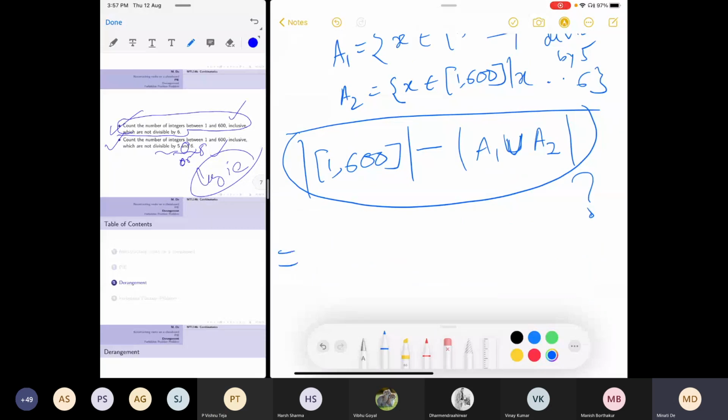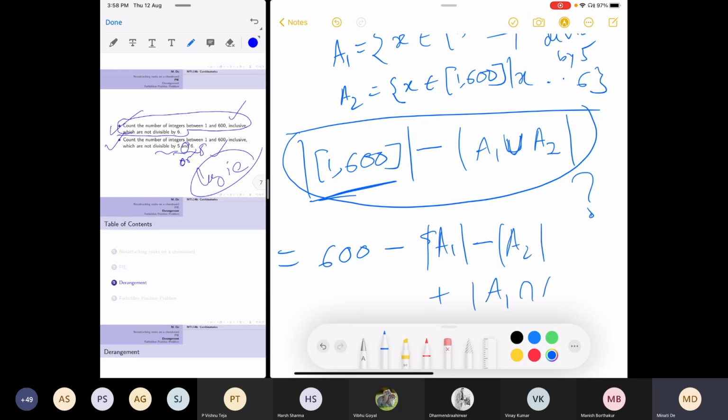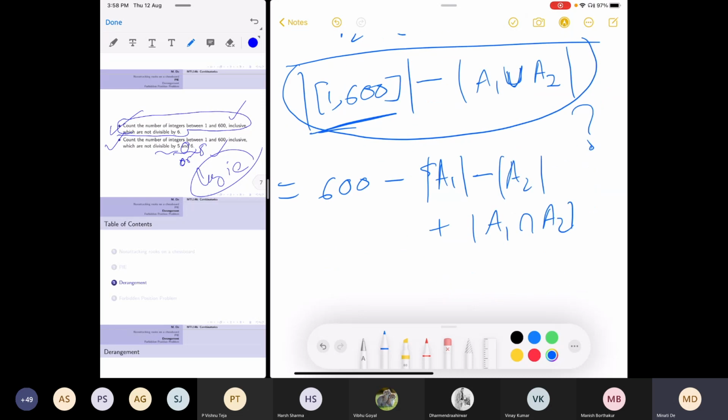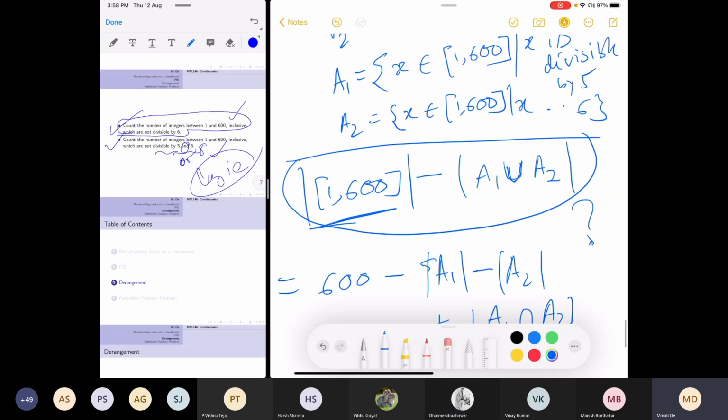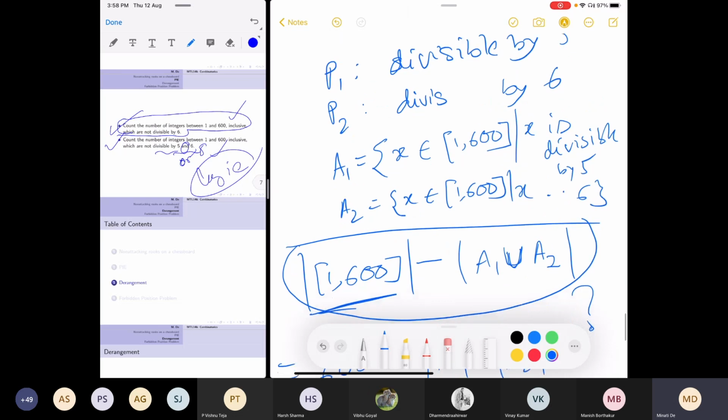Can you tell us what would be the formula for this using a Venn diagram? You already said what that number is. So it would be 600 minus the count of A1 and A2, then I need to add A1 intersection A2. That was our formula. Am I right? Yes. But that is just for A1 and A2, if I have just two types of properties and two types of sets.